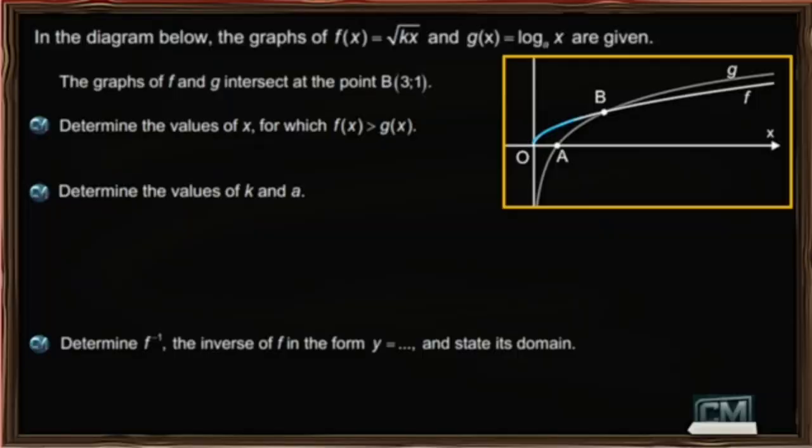In the diagram below, the graphs of f of x equals the square root of k times x and g of x equals log base a of x are given. The graphs of f and g intersect at point B with coordinates (3, 1). There we go. F is blue, with B encircled over there with those coordinates at the point of intersection.